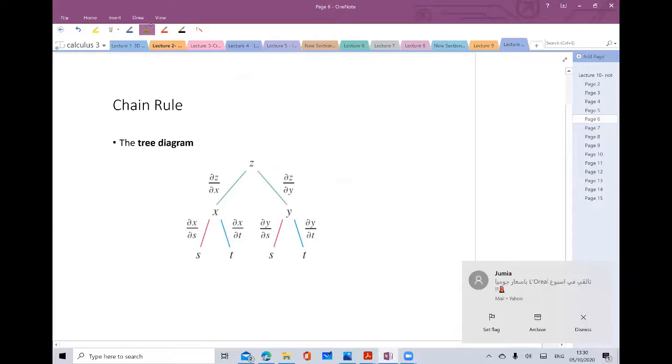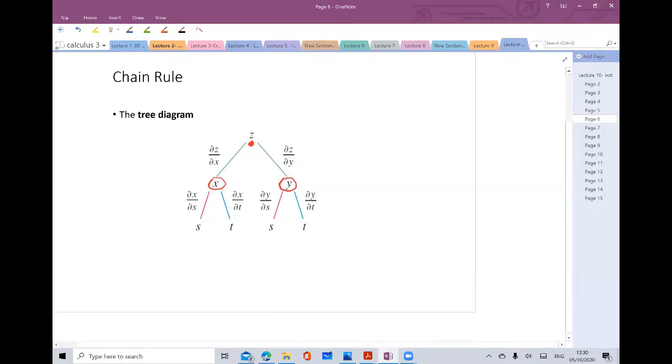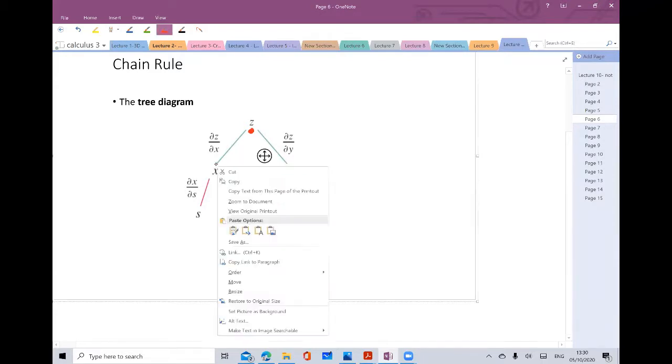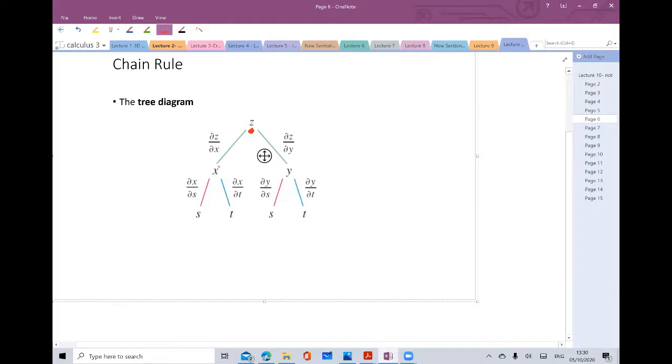When I look at the nodes, I started with the z node, and I have two branches coming out, one for the x and one for the y variable. Each one of these nodes will have two branches coming out, and each one of them is a function of two variables. I'll have the node for s and the node for t.